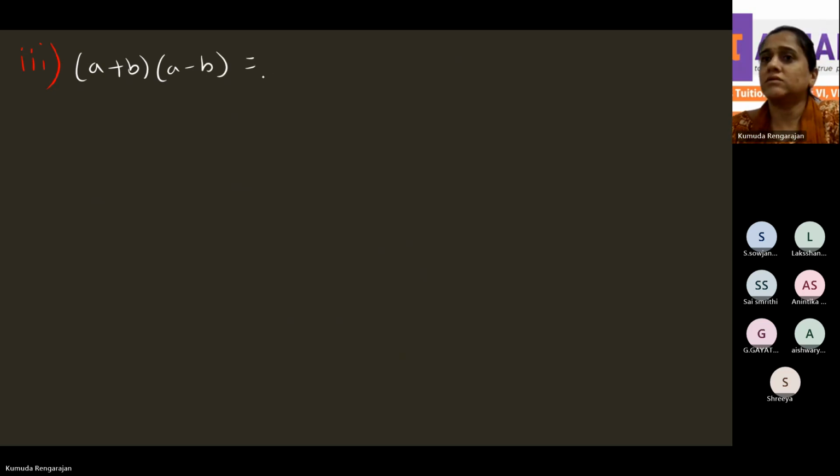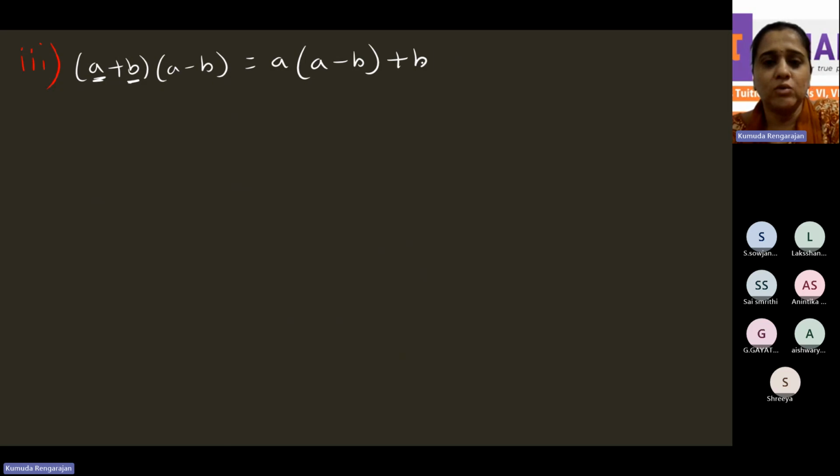Okay, so the next one is a minus b into a plus b, or a plus b into a minus b. So how do we multiply this? The first term a with the second bracket a minus b. The second term b with the second bracket a minus b.